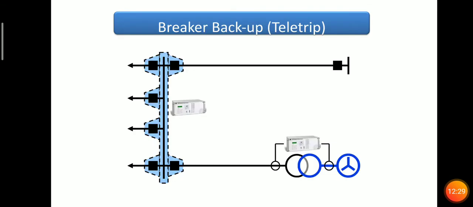Similar to that, another case is teletrip, where if one relay fails to operate, there will be a teletrip. A number of circuit breakers will operate together so that the total system will be isolated.